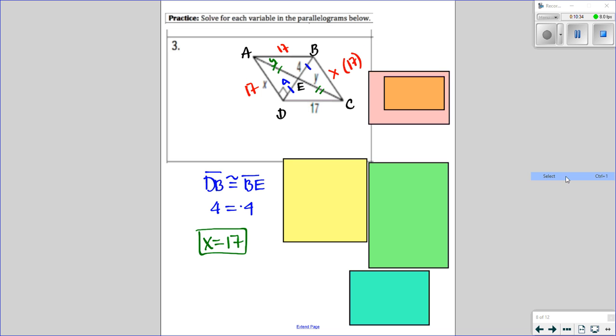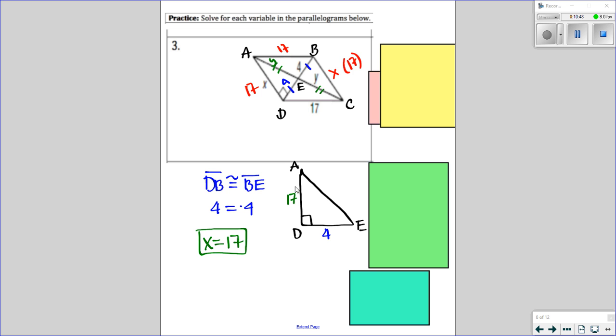All right, next one. Since we got that information and we have this right triangle, it may not look like it, but if you have that angle there and it's a 90-degree angle, then it is a right angle. So I'm going to draw a diagram. I got 17 for AD, DE is 4. So now I just have to solve for EA. EA, since it's Y, is going to be congruent to EC, then I'll solve it. Not only am I going to solve for AE, but I'm going to solve for Y also.